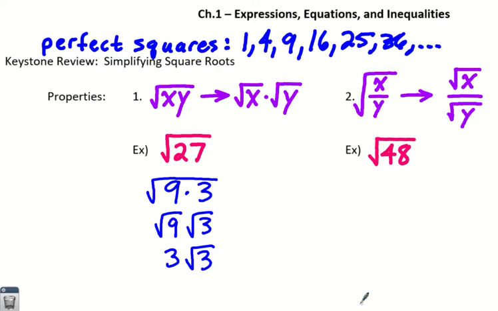And so moving on to the next example, the square root of 48, utilizing the same strategy, what is the largest, and again, what is the largest perfect square that's a factor of 48?